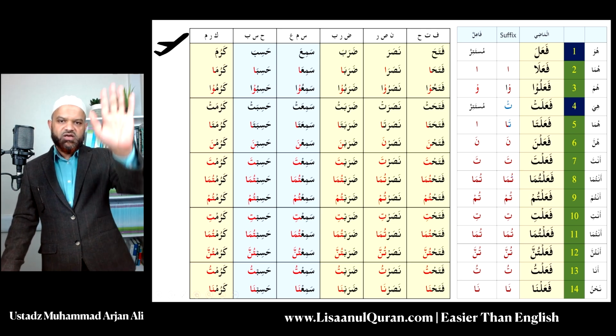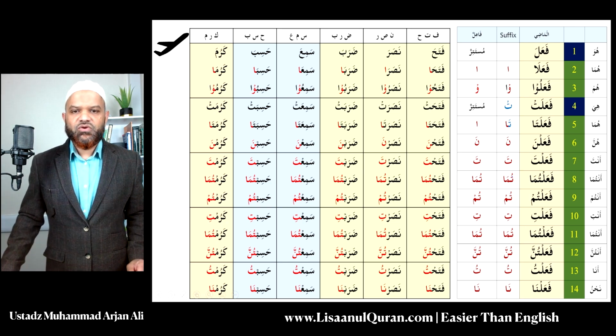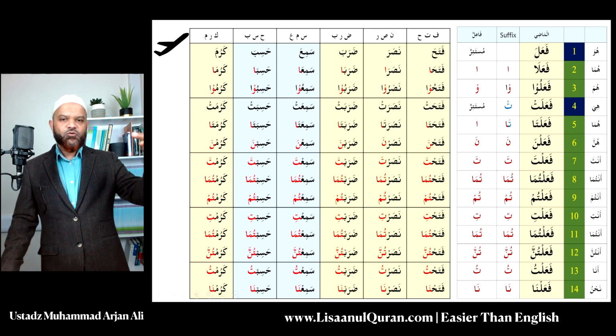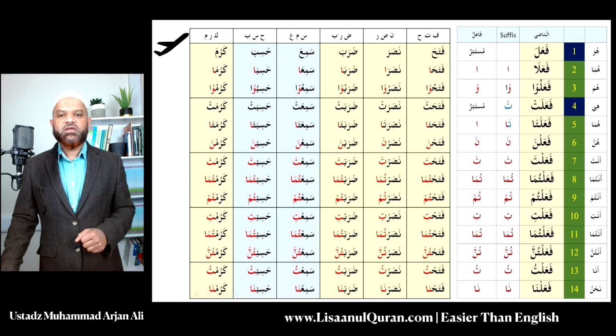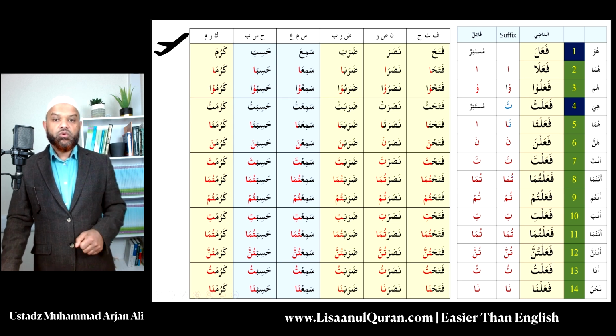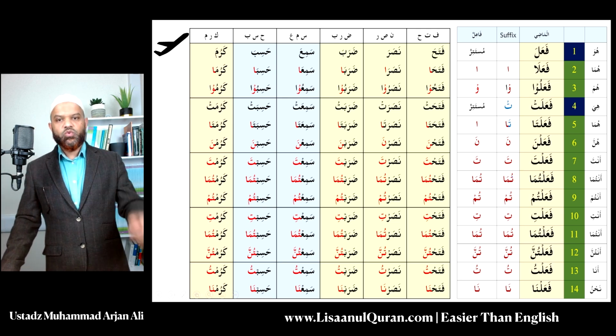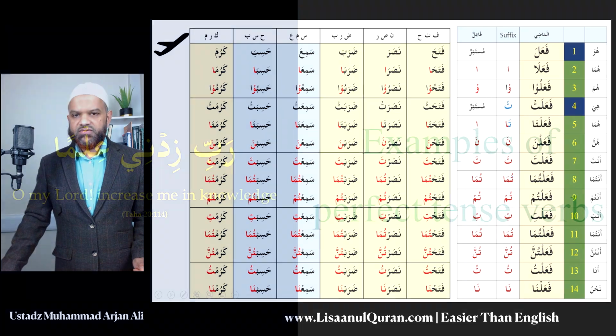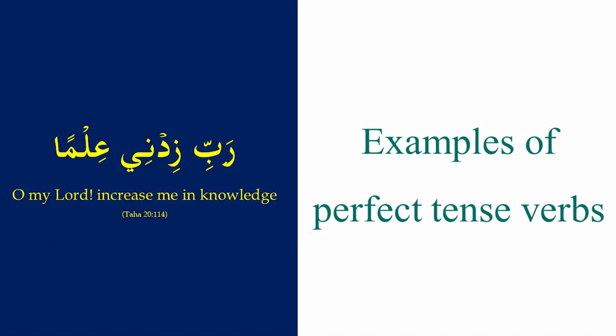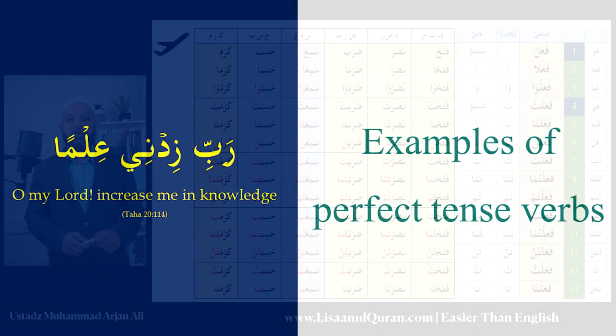Again, the point to remind you is the ending that is giving you the doer of the verb in the 14 forms. Again, remember, it is only number 1 and number 4 that will give us the external doer. The others will be just to express the pronoun themselves. Some examples of perfect tense verbs from the Quran.